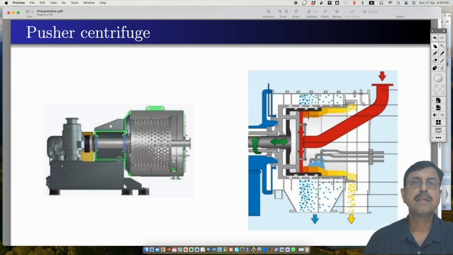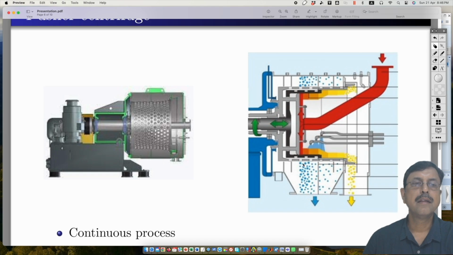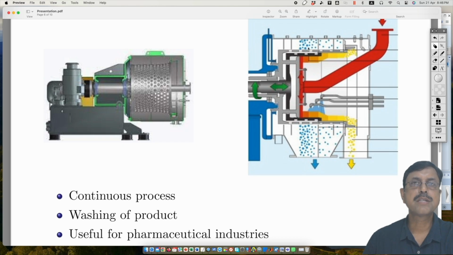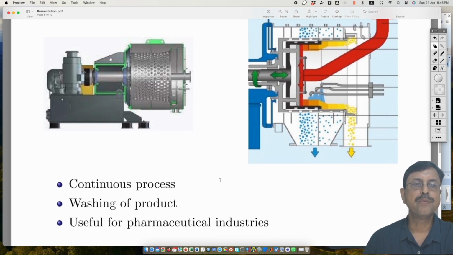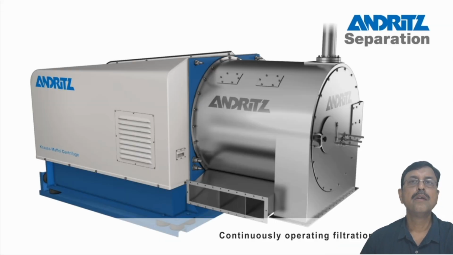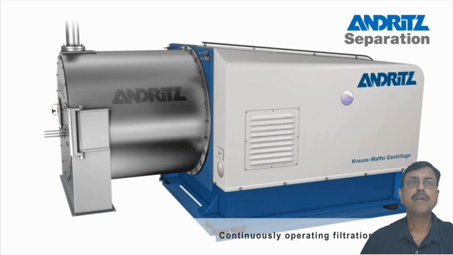It is distributed. Periodically, the drum is pushed from this end to this end. The solid escapes through this end, and the liquid escapes through this end. This is also a continuous process, and product is washed, and it is also useful for pharmaceutical industry. Again, I will show you a small YouTube video where you can see the animation and you can understand how it works. So overall, this is the pusher type of centrifuge.